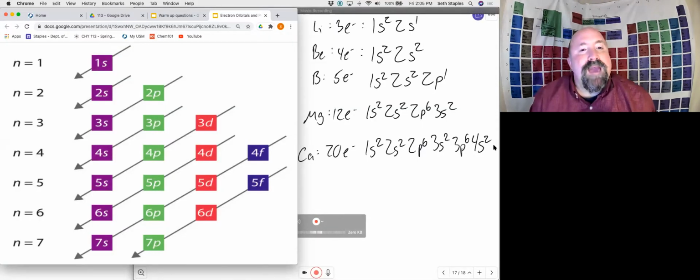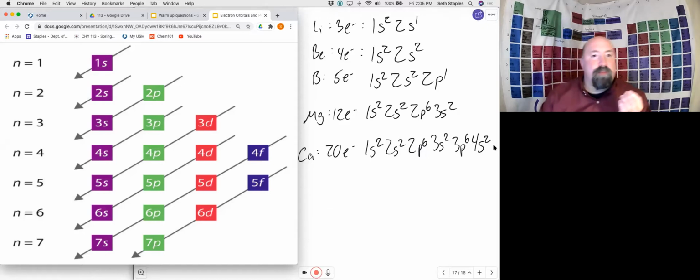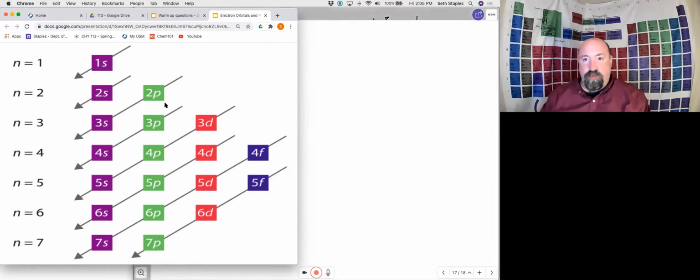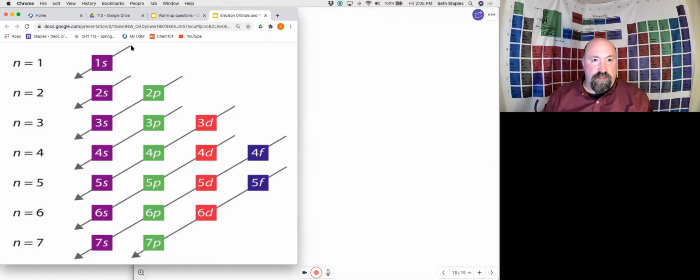You can use a roadmap like this to help you remember the order of filling. You also have to remember how many electrons fit in each type of sublevel. Remember, 2 electrons fit in an S, 6 in a P, 10 in a D, and 14 in an F. But the way that you would use a roadmap like this is you would start right here. We're starting here at the beginning of this arrow.